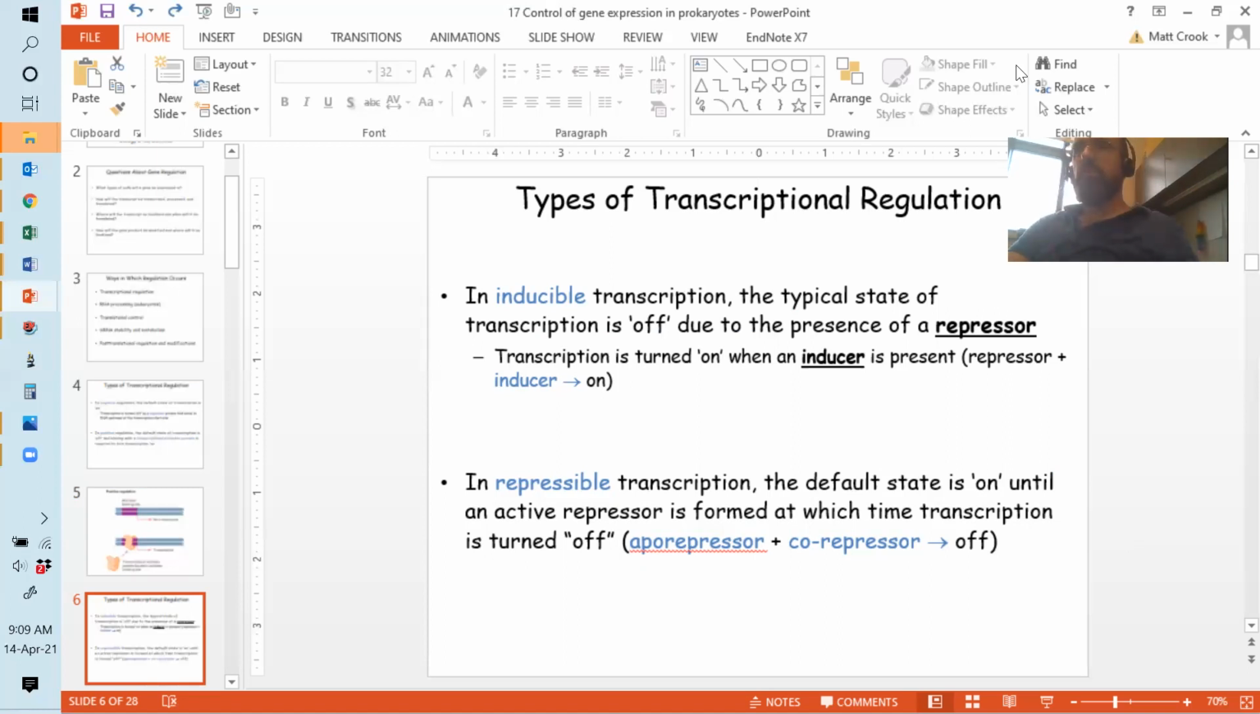So let me bring up the chat. So an aporepressor is a repressor. Oh, it looks weird using an O there. Without its co-repressor. And so that results in no binding to its DNA target sequence. Only when that co-repressor is present does the aporepressor adopt the right shape and bind to that DNA sequence.